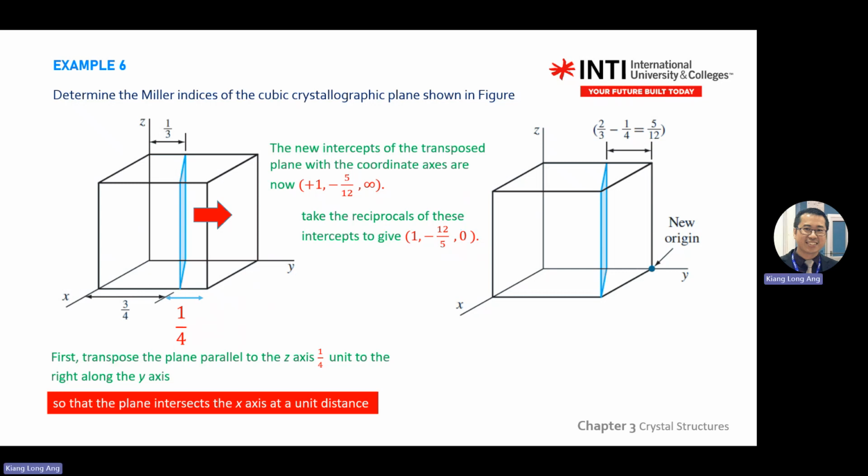So this is what you do, and then we don't want the fraction, right? So you remove the fraction, multiply by 5. So 5, minus 12, and 0. This is the final answer. This is the Miller indices. Okay, so this is the way you do it.